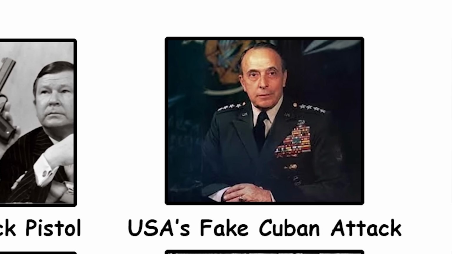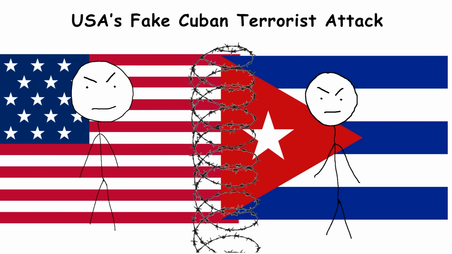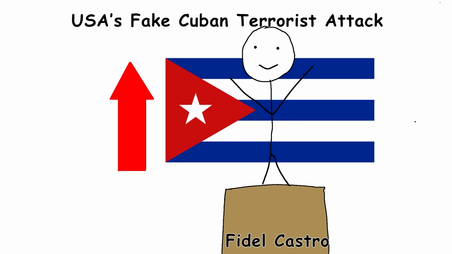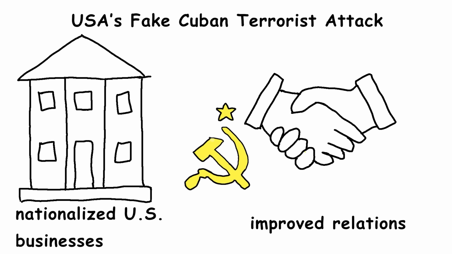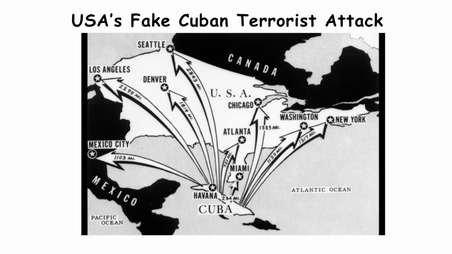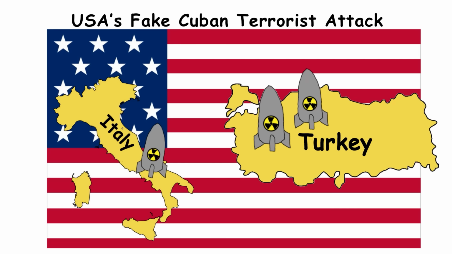USA's fake Cuban terrorist attack. In 1962, during the Cold War, tensions between the US and Cuba were high because Fidel Castro had risen to power in Cuba and allowed communists to join the new Cuban government, nationalized US businesses, and improved relations with the Soviet Union. Furthermore, the Cuban Missile Crisis happened when the Soviet Union placed nuclear missiles capable of hitting the US on Cuban soil after the US placed theirs on Italy and Turkey.